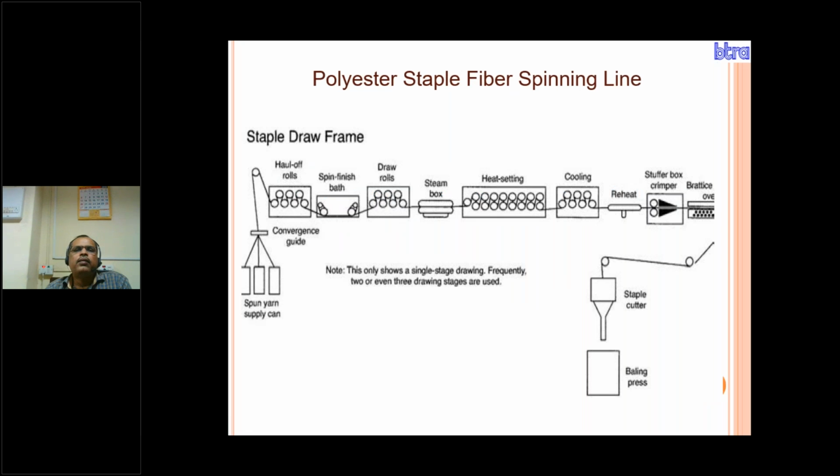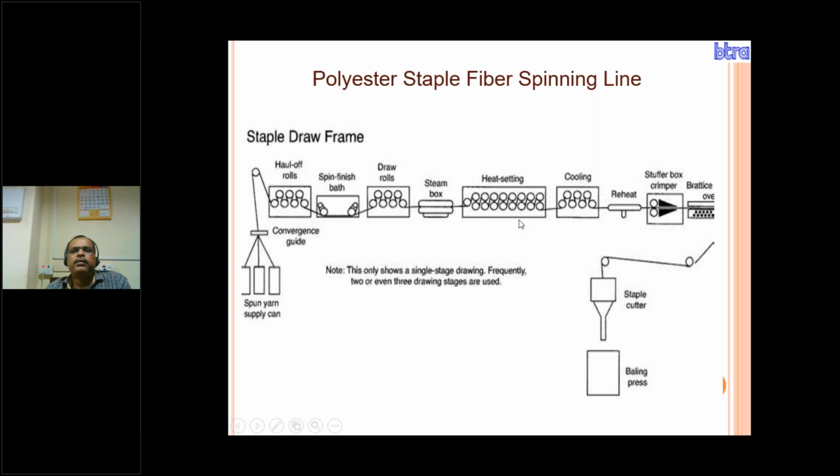before making the material. Then this is the plant of the polyester staple fiber spinning line. These are the filaments, the collecting rollers, spin finish application, draw rollers, steam box, heat setting, cooling, then reheat, stopper box, crimping. Some crimps will be applied to the fiber to make it cohesive, and then the staple cutter and baling. After cutting, we have to make the bale and send it to the industry for making yarn. It is the staple fiber, the filament converted to staple.